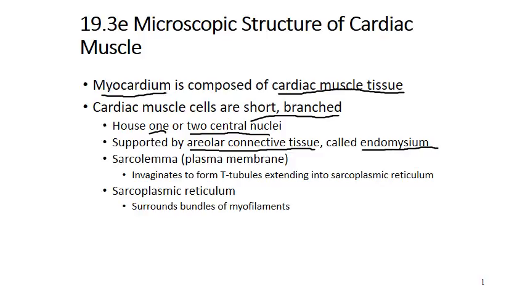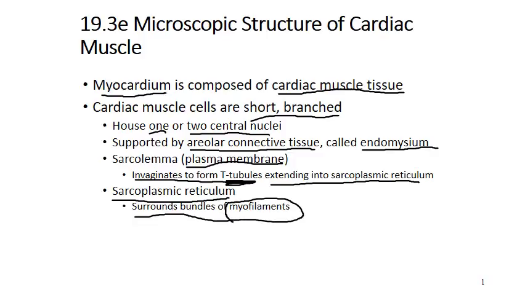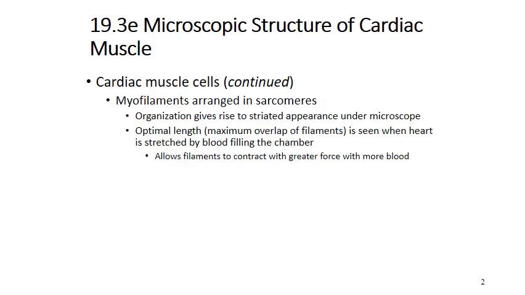So the sarcolemma, also known as the plasma membrane of the cell, is going to invaginate into the cardiac muscle to form these called T-tubules that are going to extend into the sarcoplasmic reticulum. The sarcoplasmic reticulum is just that endoplasmic reticulum that we find in muscle cells that surrounds these bundles of myofilaments, same myofilaments that we find in skeletal muscle, just connected a little bit differently. So we're going to look closer into that.